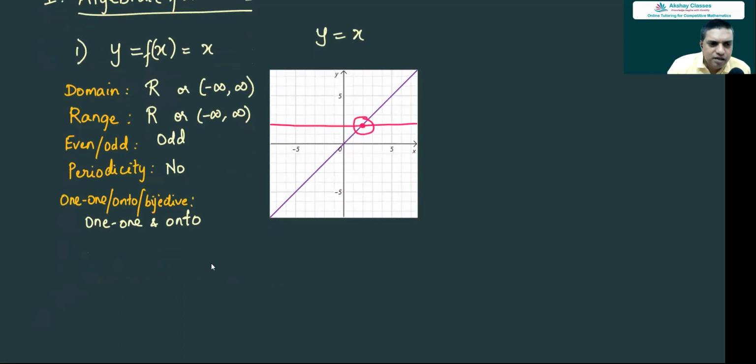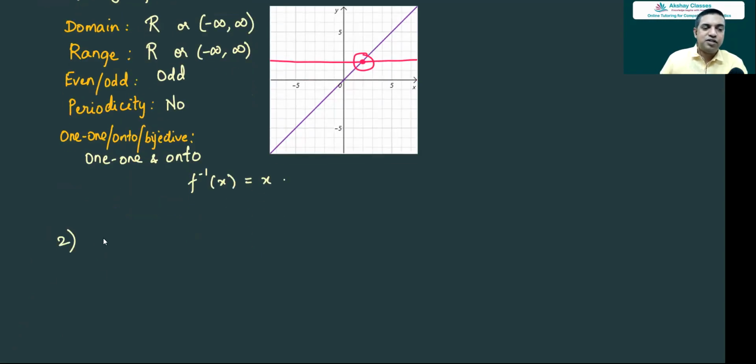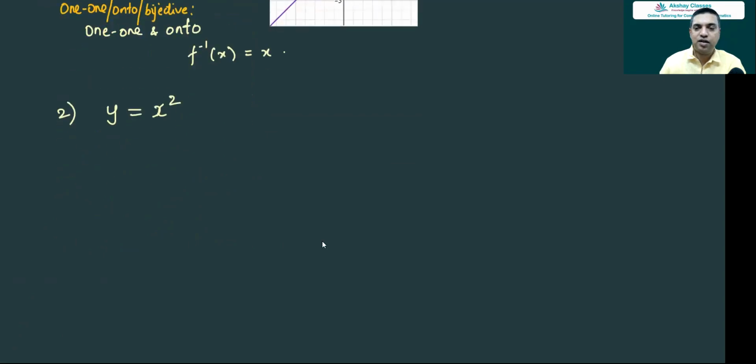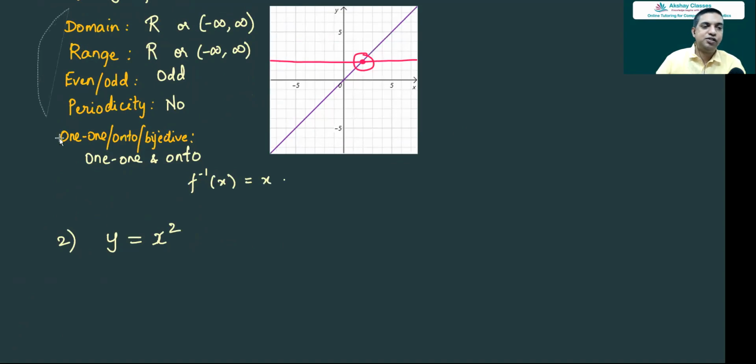All right. It is 1 1 and onto. So it is bijective. It is invertible. F inverse exists and F inverse is again equal to x. The inverse function is the same as the original function because it's the identity function. So similarly, let us do this for y equal to x square. This is a function f of x equal to x square. Yeah, please tell me all the same things again. Domain, range.